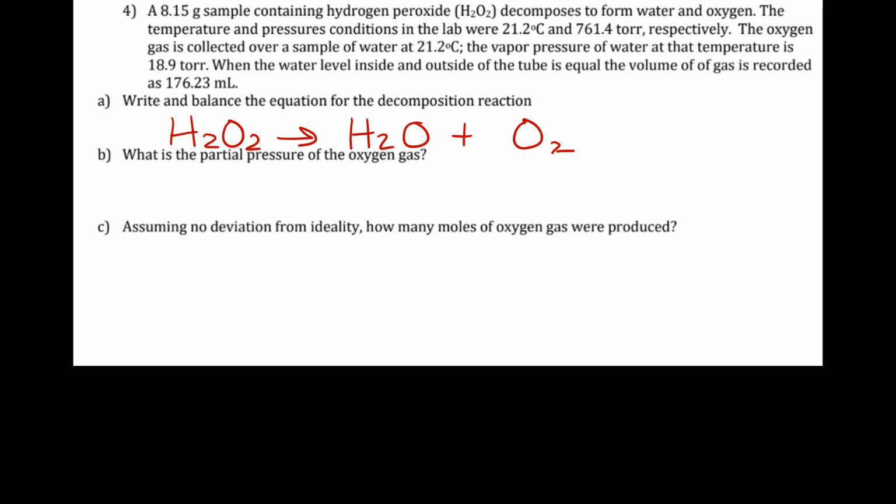There's 3 oxygens on the right, 2 on the left, so I'll put a 2 up here in the front. That makes it 4. I can put this 2 over here in front of the H. Now there's 4 H's and now 4 O's.